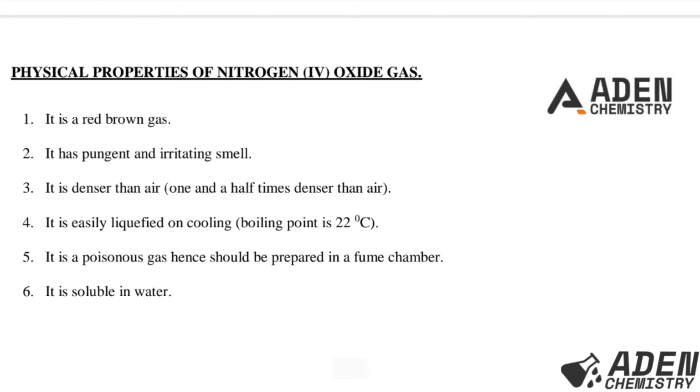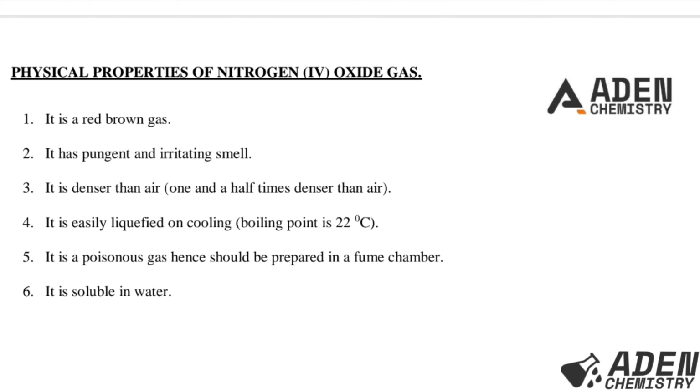Next, let's proceed to the second part of our class: physical properties of nitrogen peroxide gas. Number 1, it is a red-brown gas. Number 2, it has a pungent and irritating smell. Number 3, it is denser than air, about 1.5 times denser than air. Number 4, it is easily liquefied on cooling, and its boiling point is 22 degrees Celsius.